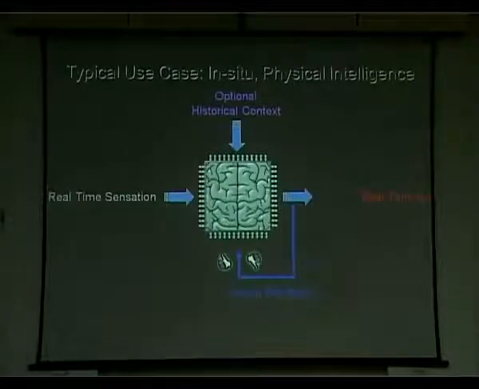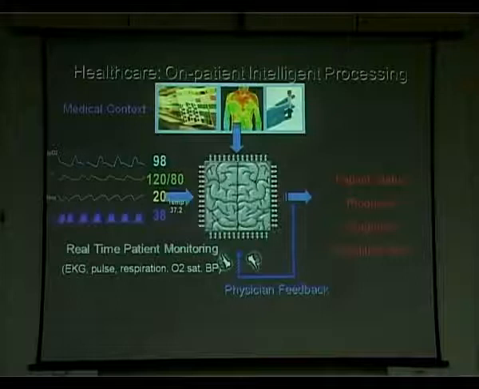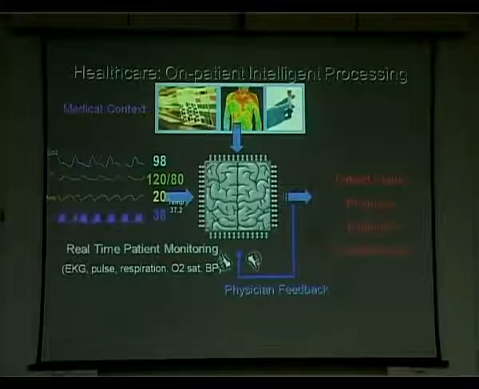How will this be used? In the typical scenario, you think of this as a smart planet kind of thing. Some data will be coming in from here. There will be contextual data that you have, and basically there will be feedback, so there's sensation that is coming in. There are various examples of this.